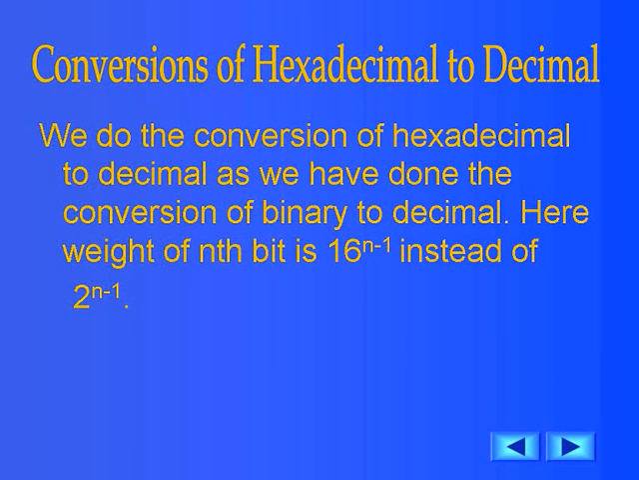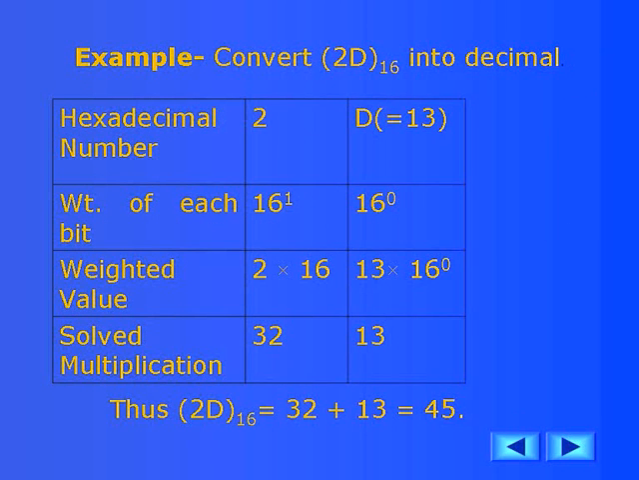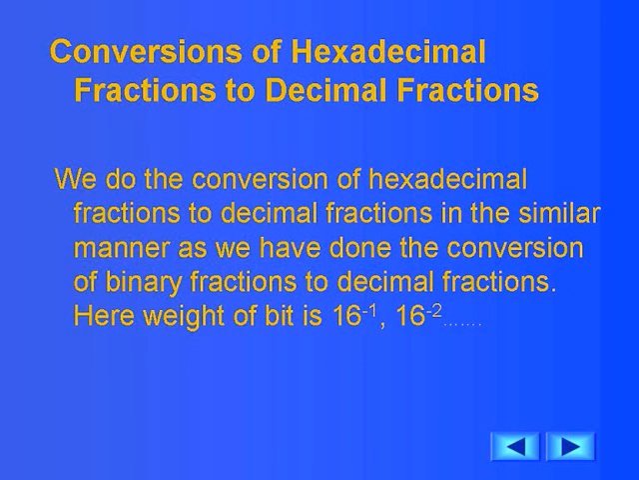Conversion of hexadecimal to decimal. We do the conversion of hexadecimal to decimal as we have done the conversion of binary to decimal. Here weight of nth bit is 16 to the power n minus 1 instead of 2 to the power n minus 1. So convert 2D into decimal. Weight of D is 16 to the power 0, weight of 2 is 16 to the power 1. So the weighted value is D into 16 to the power 0, or 13 into 16 to the power 0, and 2 into 16. Solved multiplication is 13 and 32. Adding up we get 45.